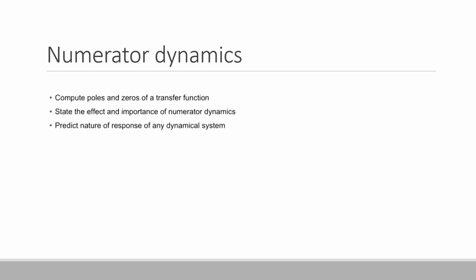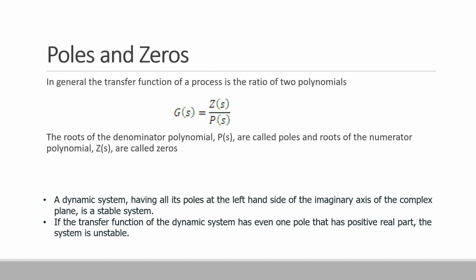Now, why do we need to study this? The next topic is numerator dynamics. When I say numerator dynamics, it simply means that I need to calculate the poles and the zeros of the transfer function, and on the basis of the poles or zeros, I can predict whether the system will be oscillatory or non-oscillatory, or whether it will be stable or not. That is why we study numerator dynamics. Basically, on this basis, we can predict the nature of the response of any given dynamical system.